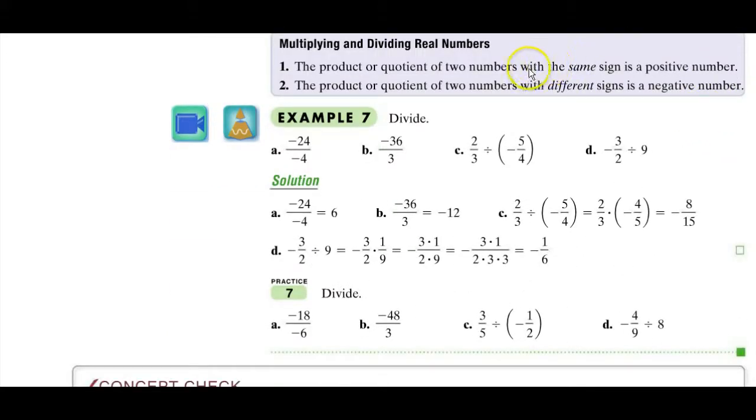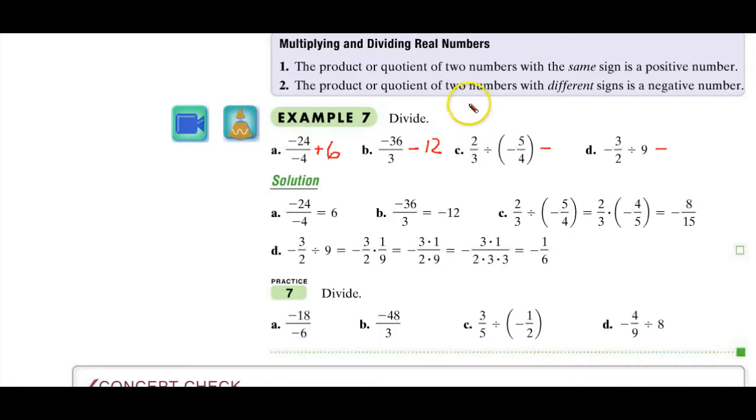And again, they're reviewing the rules. Same signs, positive. Different signs, negative. So it might be useful to develop the strategy of first just figuring out the signs. Here this will be a plus. Here this will be a minus. This is going to be a minus. This is going to be a minus. So here this is just a plus 6, a negative 12.